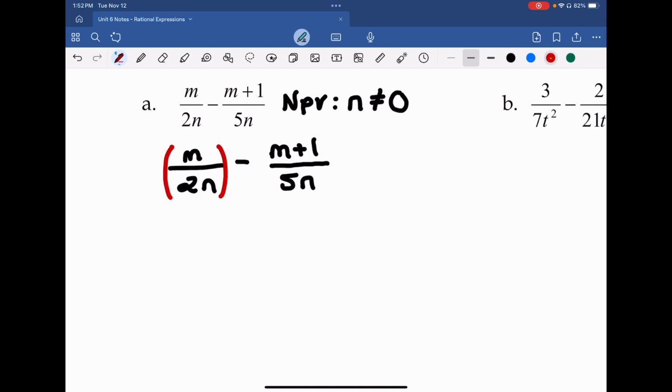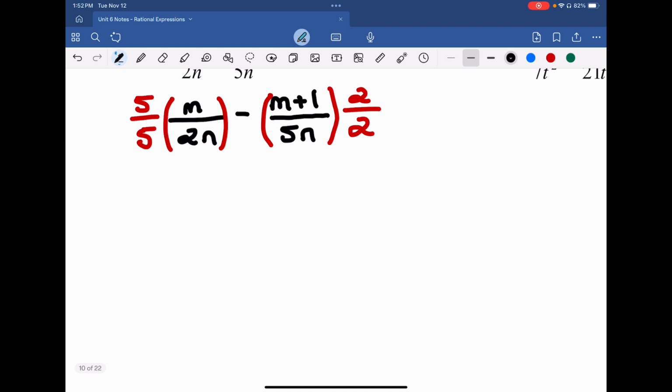Now, I'm going to surround the first one, I'm going to surround the second one, and then again, we're going to have to multiply these to get to 10. So what I'm going to do is say, well, 2 times 5 gets me to 10, and I'm going to write it as 5 divided by 5. I'm going to multiply the second fraction by, well, to get it to 10, I have to multiply it by 2. So I'm going to multiply 2 numerator and denominator.